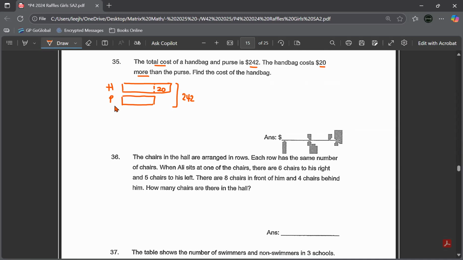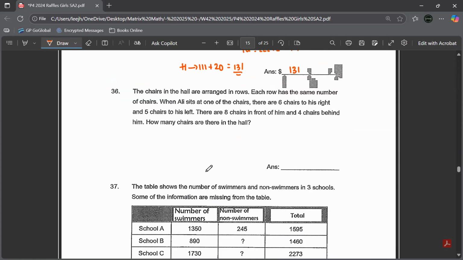So you can actually see this is comparison model. So you have to take 242 minus 20, which is 222, to find the value of 2 units. So 2 units is 222. Look for 1 unit, 222 divided by 2, 111. But I want to find the cost of the handbag. Handbag, you need to add back the 20. So handbag, 111 plus 20, $131. Yeah, dollar sign even, just write down 131.